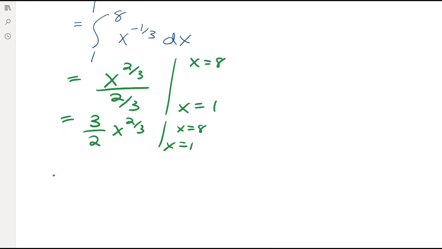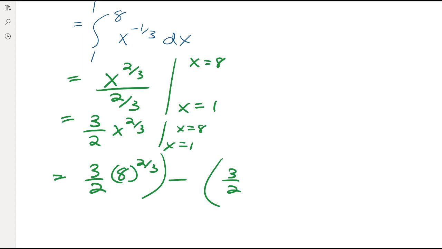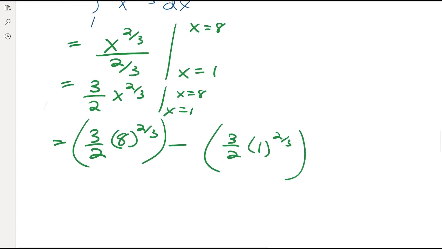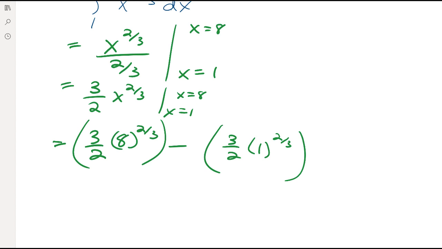And now we plug in 8. So we have 3/2 times 8 to the 2/3 power minus the quantity of 3/2 of 1 raised to the 2/3 power. Okay. All right, 8 to the 2/3 power. That sounds scary, right? So feel free to use your calculator. I can't see you. But 8 to the 2/3 power, we can actually do that without using a calculator, believe it or not.